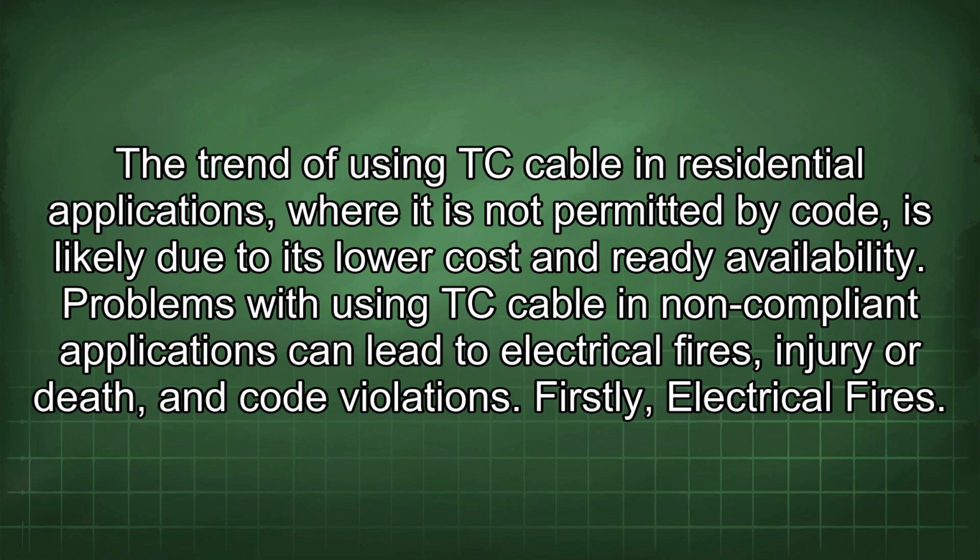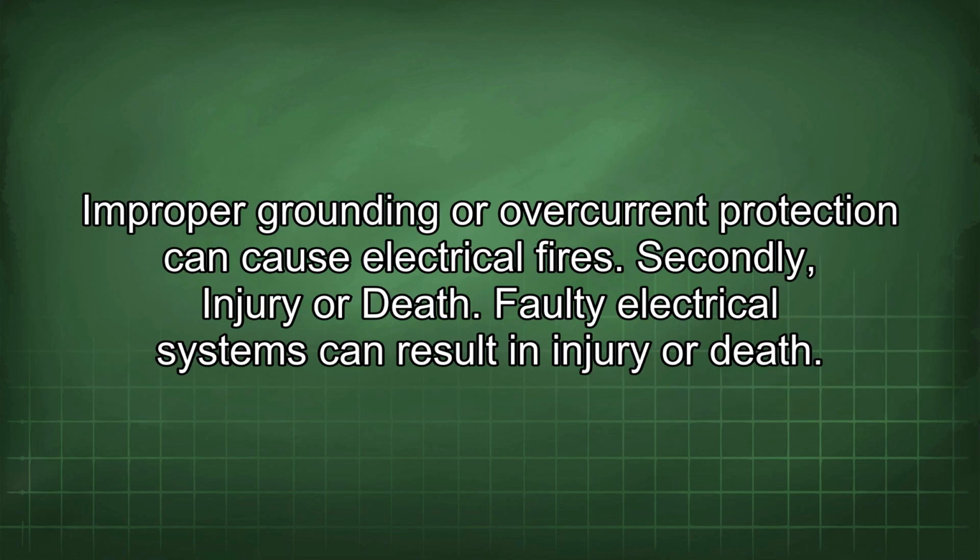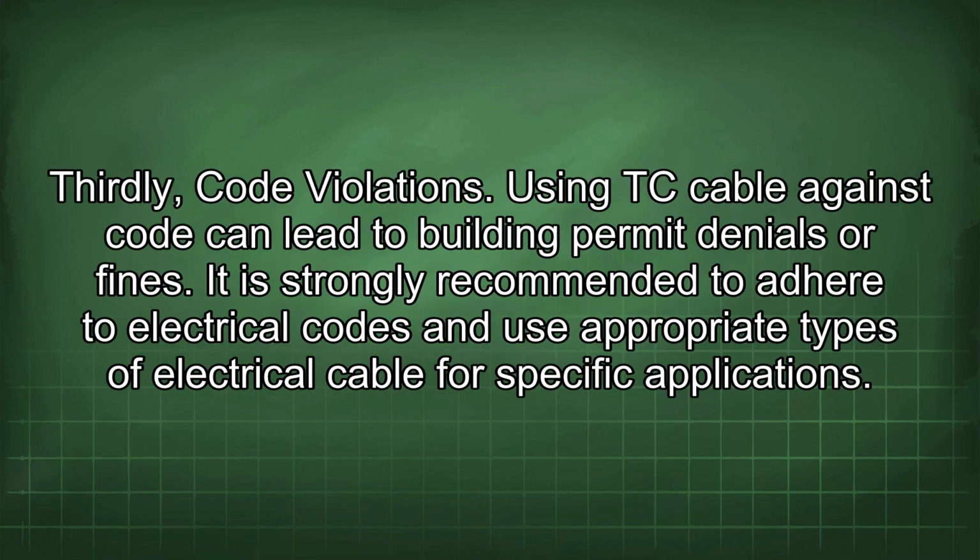Firstly, electrical fires. Improper grounding or overcurrent protection can cause electrical fires. Secondly, injury or death. Faulty electrical systems can result in injury or death. Thirdly, code violations. Using TC cable against code can lead to building permit denials or fines.